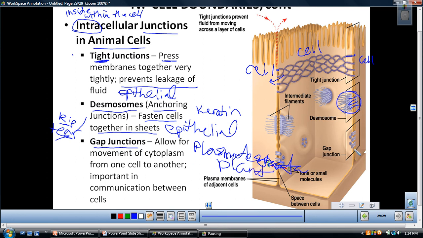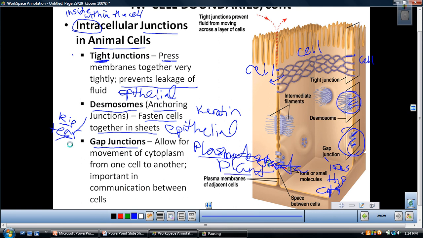So if you look down here, you can see in this picture that it's like a channel between the two. The function of that is to allow for movement of cytoplasm from one cell to the next, which is important in communication between cells. So we could let stuff like ions, water, and cytoplasm through. There's a lot of stuff that we would let go through this, small amino acids, other small molecules that are necessary for communication. And so that one, like I said, is very similar to the plasmodesmata in a plant cell.